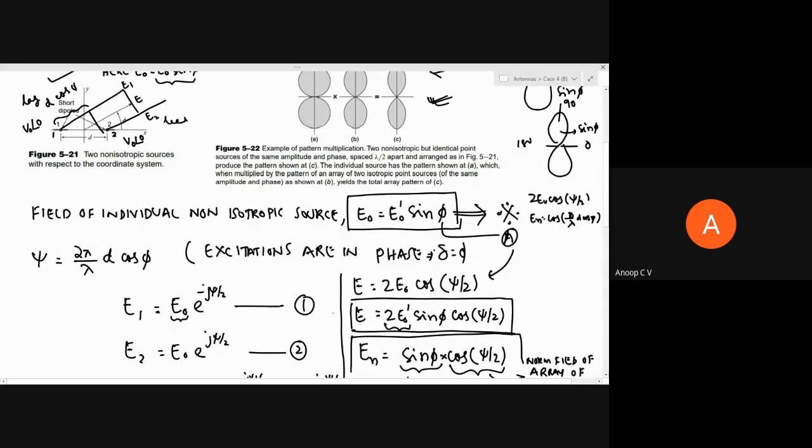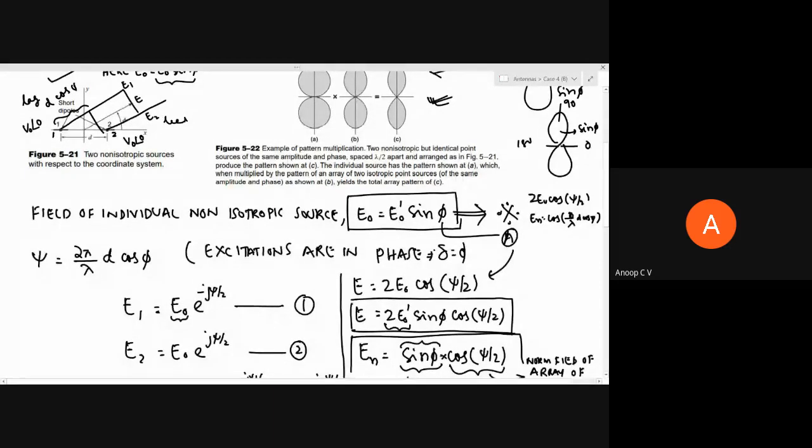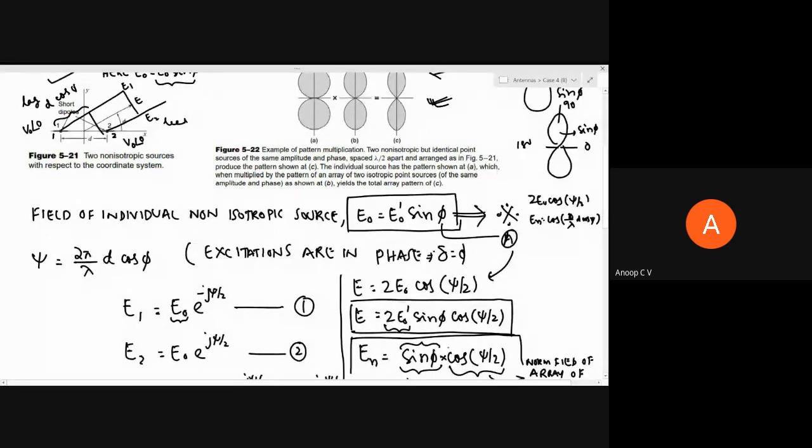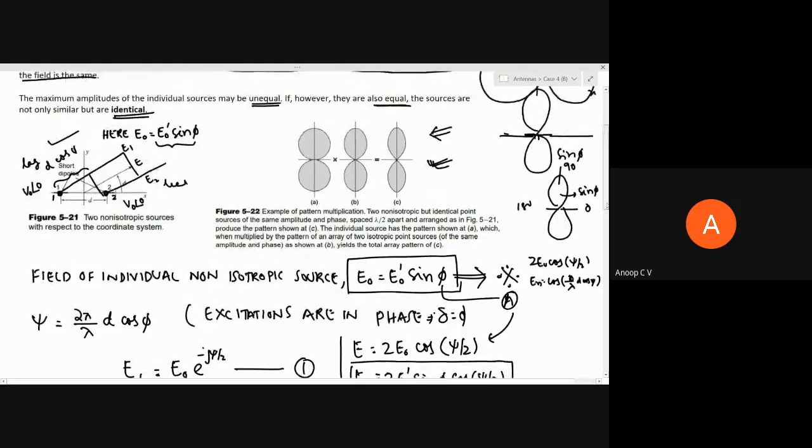So the resultant field due to an array of non-isotropic but similar point sources is equal to actually what? The product of individual field, right? Individual field of the non-isotropic array element and the field due to an array of isotropic point sources, where these isotropic point sources, if I keep at same place, right? If I keep at the phase centers of source 1 and source 2, because of that, what pattern we are getting? The product of these two. That is actually the principle of pattern multiplication. That is what I have shown here, right?